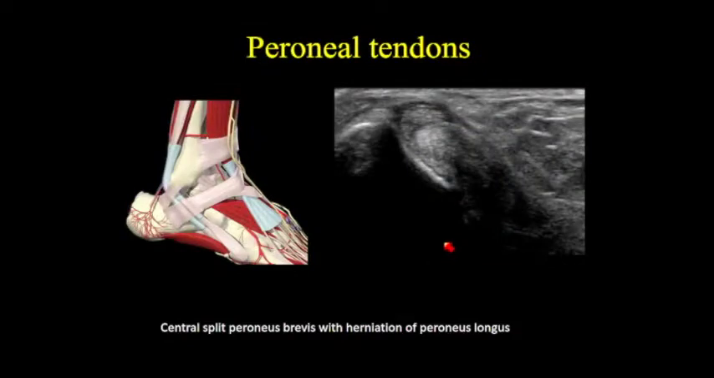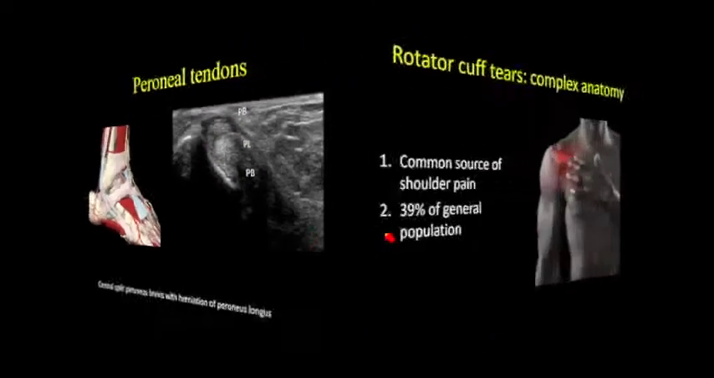Same thing we see in the lateral aspect of the ankle, usually due to pressure from the peroneus longus as it sits on the peroneus brevis along the lateral malleolus. You have this typical appearance where the pressure effects of the peroneus longus along the peroneus brevis tendon against this hard bony surface cause a central split, and you'll see displacement of the two ends of the peroneus brevis with usually central herniation of the peroneus longus.